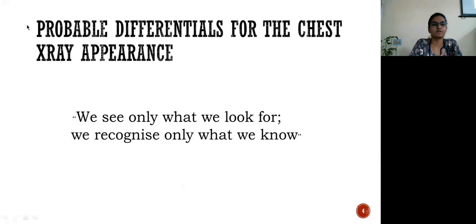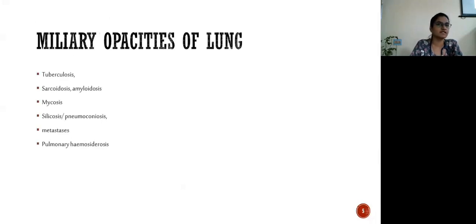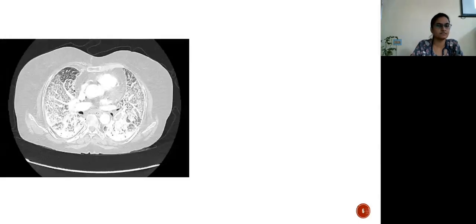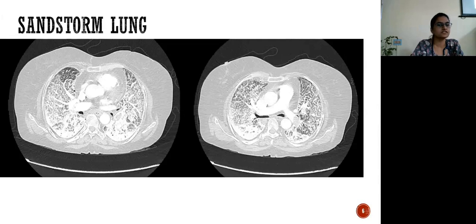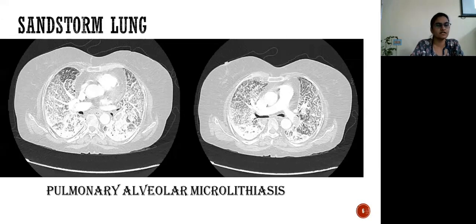So probable differentials for these miliary opacities, we can consider tuberculosis, then disseminated sarcoidosis, amyloidosis, mycosis. It can be pneumoconiosis, silicosis, talcosis, or a metastasis, or a pulmonary hemosiderosis too. But what did her chest CT show? This was the HRCT picture. HRCT cuts. So this is called the sandstorm lung. And the diagnosis is pulmonary alveolar microlithiasis.